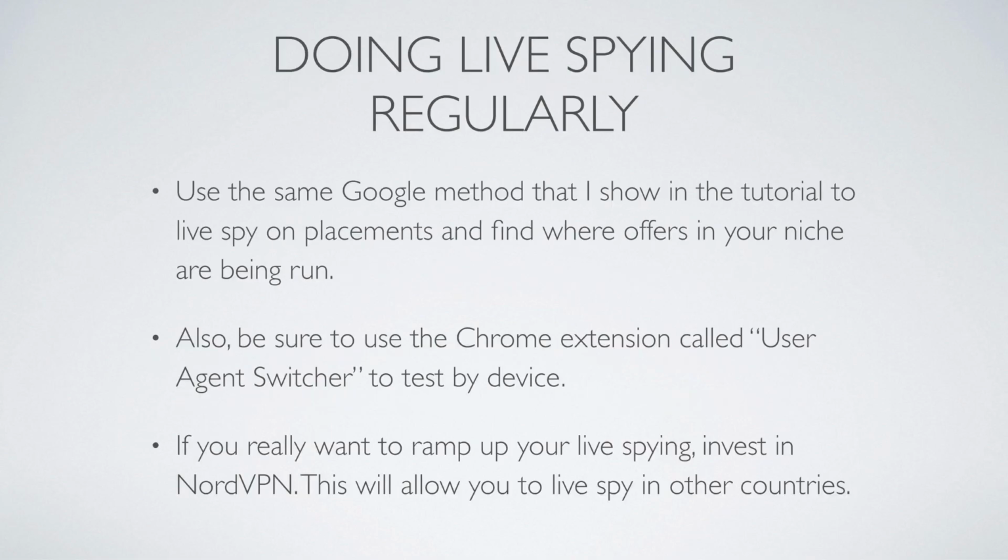So the next is doing live spying regularly. And I know this is kind of a routine one that you keep seeing throughout these profit hacks, but this is super, super important. And it's probably more important here on native than anywhere else. So use the exact same Google method that I show in the tutorial to live spy on placements and find where offers in your niche are being run. You also want to focus on the devices. So use the Chrome extension called User Agent Switcher to test by device.